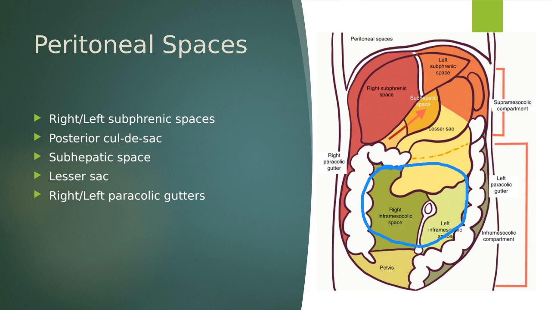Subphrenic, is it either left or right? Subhepatic, we know hepatic is referencing the liver, so underneath the liver. Pericolic gutters, right? Pericolic seems weird, you can't really associate it with anything, but gutters, think of that, it's on the outside of the houses to drain the rain water. So they're going to be located along the sides of our abdomen, along the sides of that peritoneal cavity. So definitely familiarize yourself with the locations of those particular regions.